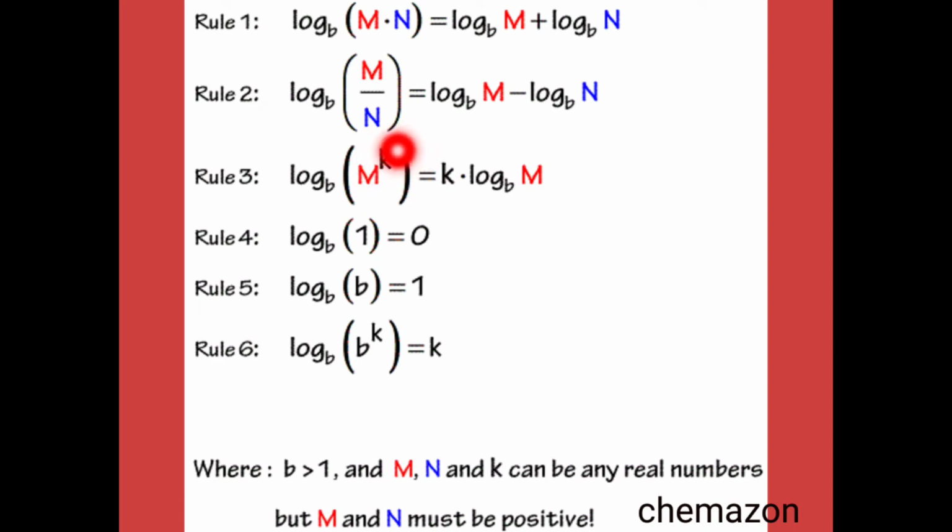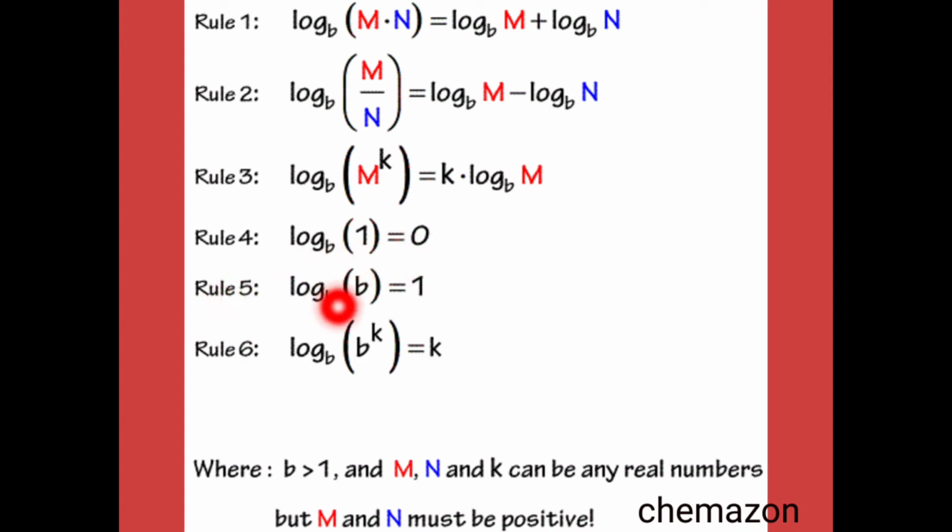So this exponent you bring here, before the log. This is called a power rule. So this can be written as k into log of m to the base b. Another very important fourth rule is log of 1 is 0. Log of 1 is 0.